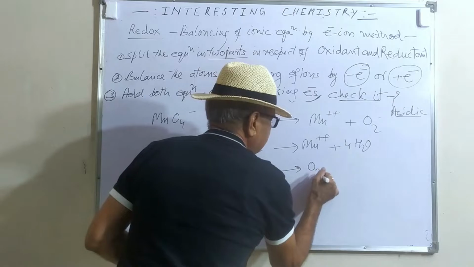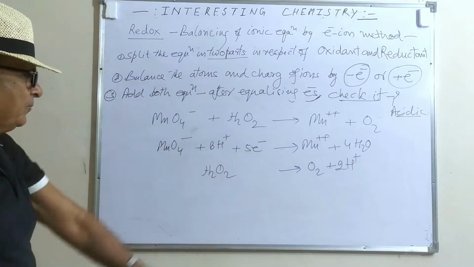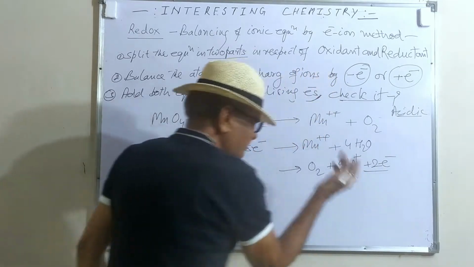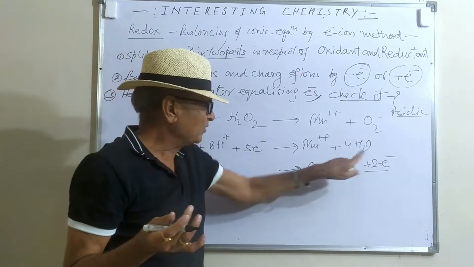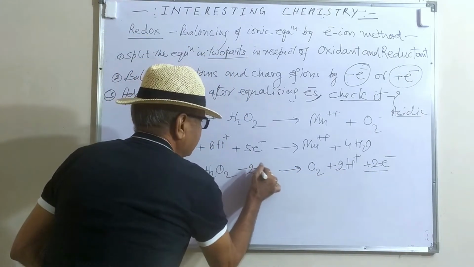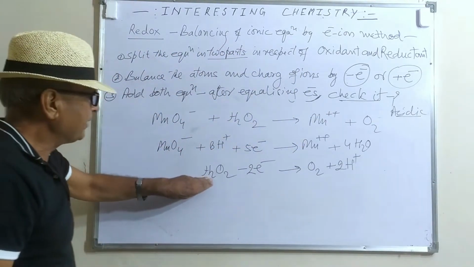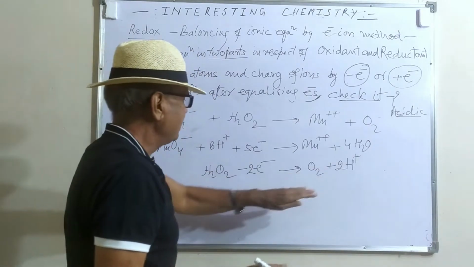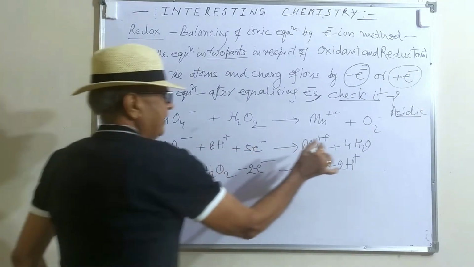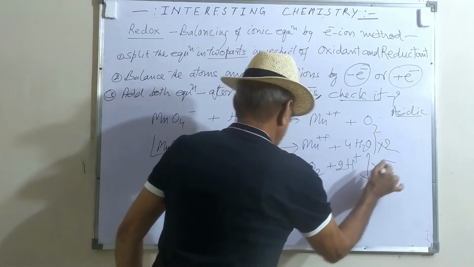Here you will write 2H positive. Now, how will you write here? You can write 2 electron to neutralize this 2H positive and transfer it here, minus 2 electron, then remove from here. So it is also 2 hydrogen, 2 oxygen, 2. Now here are 5 electrons, here are 2 electrons. Equalize them: multiply this equation by 2 and this equation by 5.